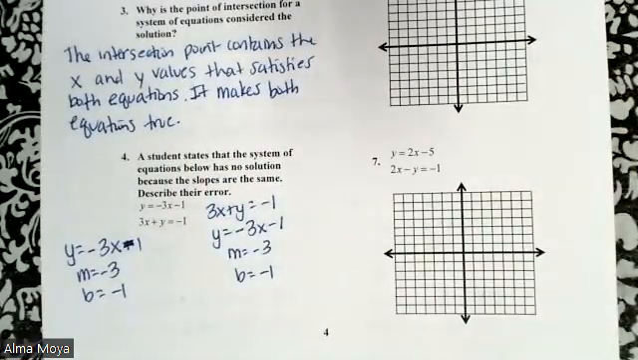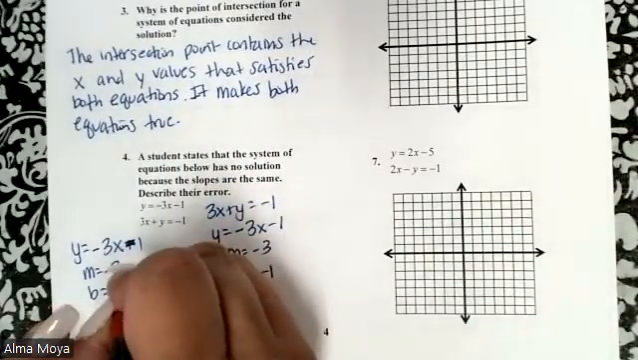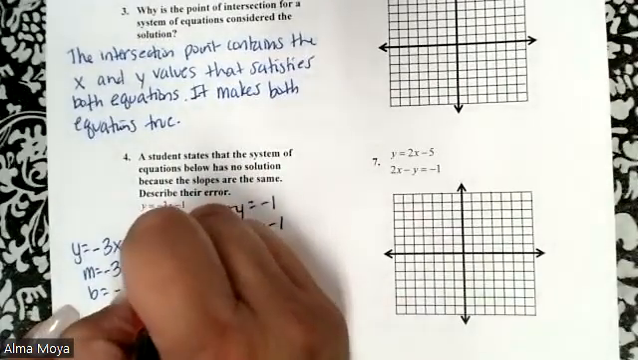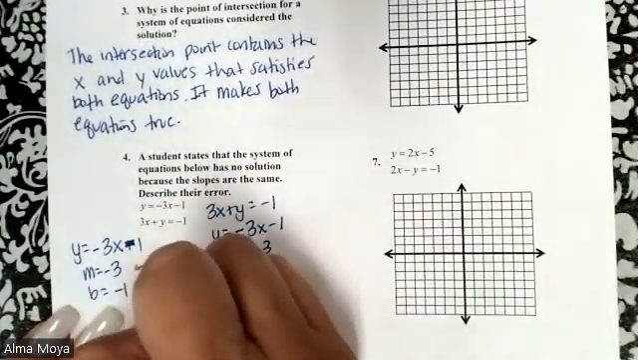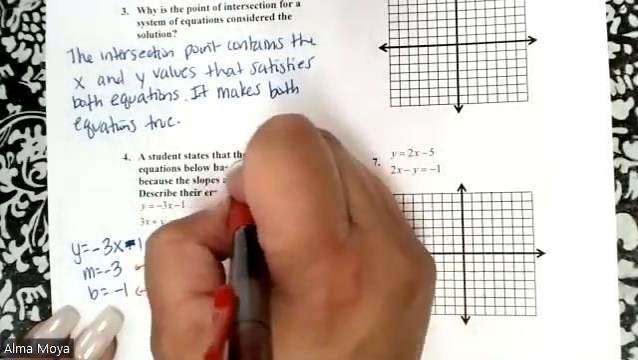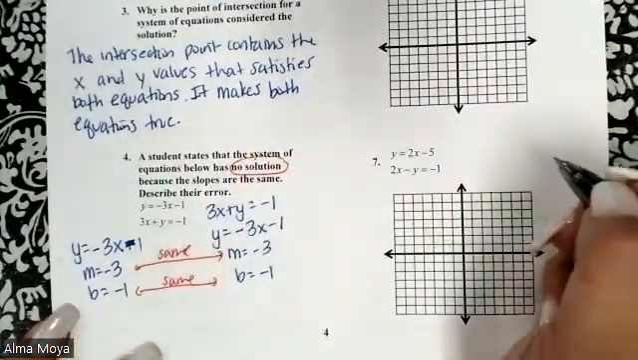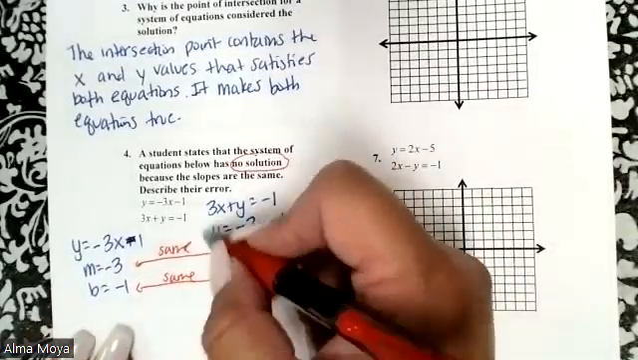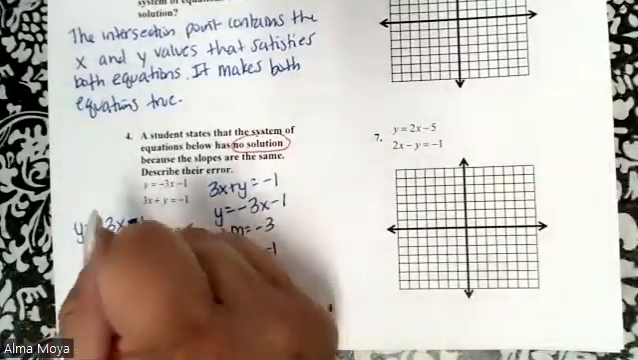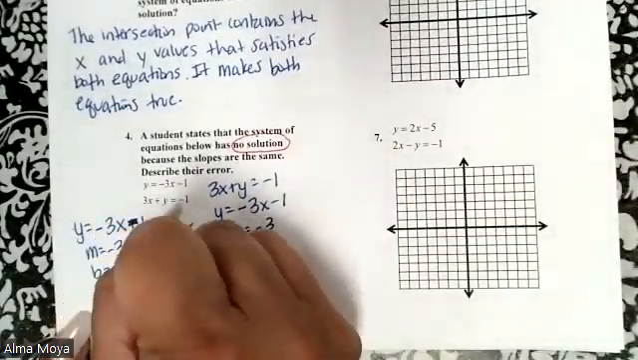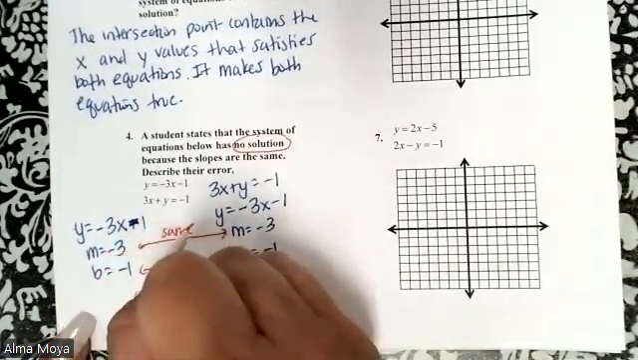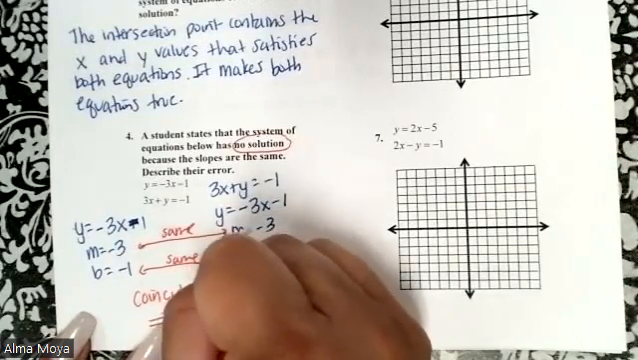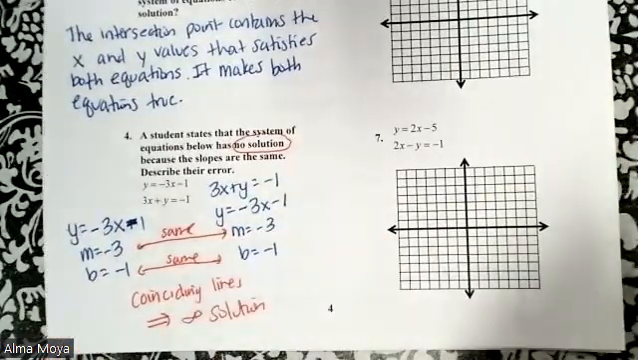If you are comparing these two, you will notice that the slopes are the same and the y-intercepts are the same. On no solution, that means that the lines are parallel, but these are actually coinciding lines. So right here, these are coinciding lines. So this should have been infinite solutions, not no solution. So that's the error that they made.